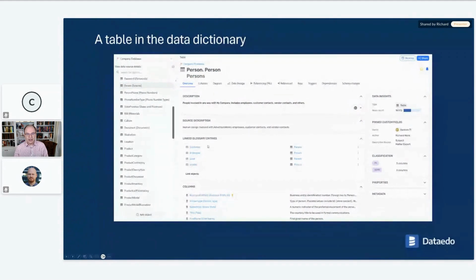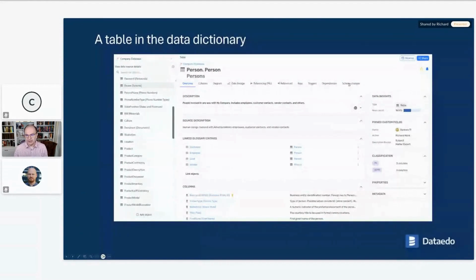Down here, linked glossary entries. This is the other side. This is the reciprocal to the linked data assets that we were talking about a minute ago in the business glossary. So in this case, the person table has been linked to the concepts, the terms of customer, employee, lead, and vendor. You immediately know this person table isn't only about customers. It isn't only about employees. It's about people who can be in any of these categories. So it gives us a depth of knowledge there.